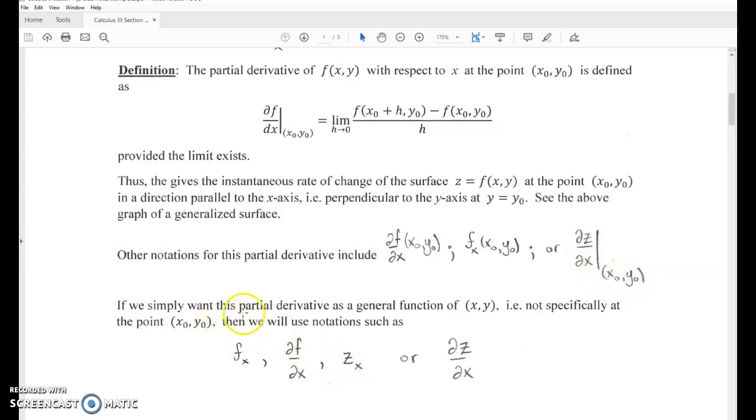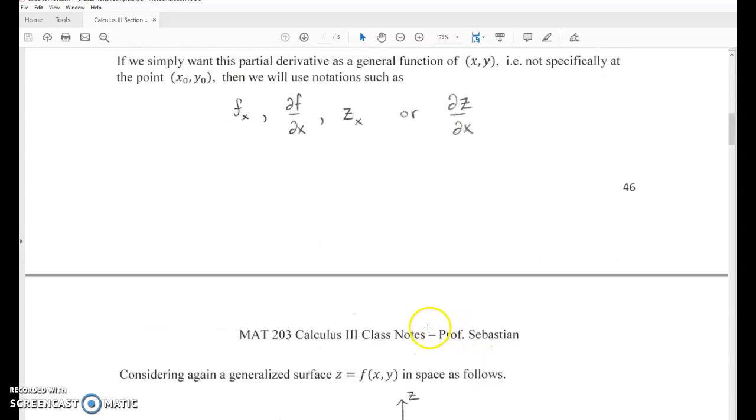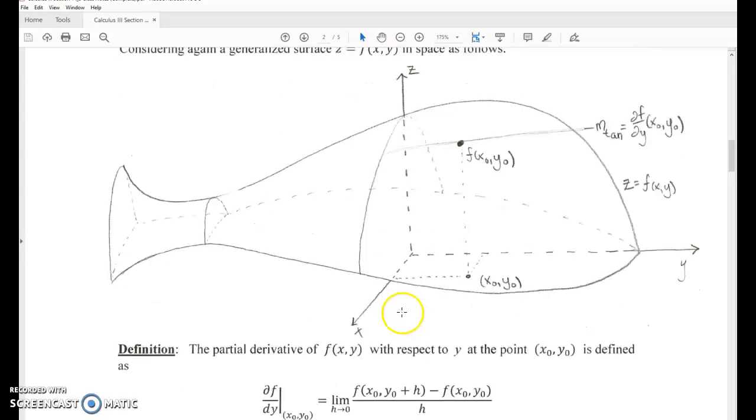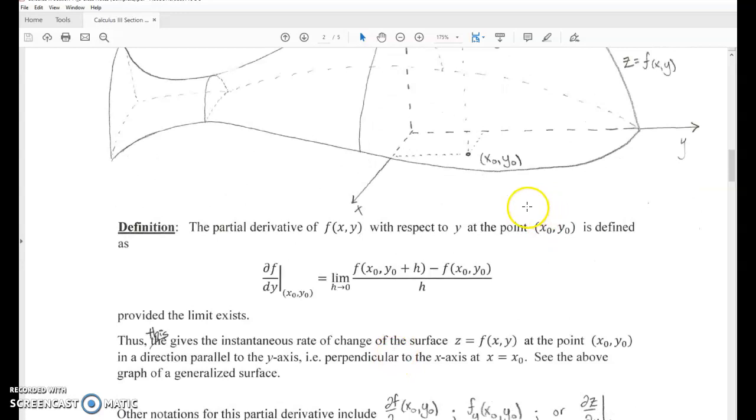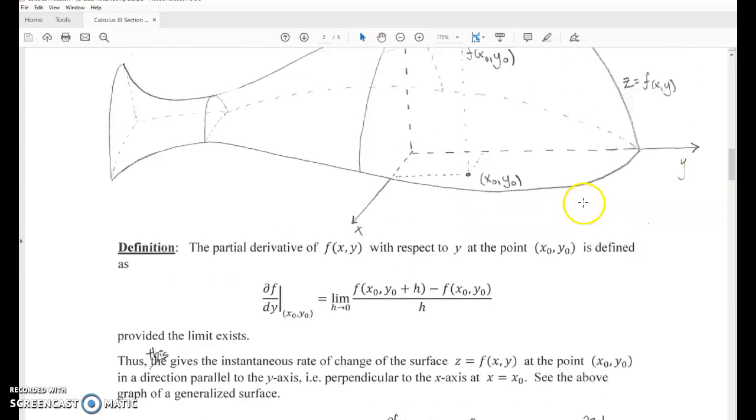If we simply want this partial derivative not evaluated at a specific point, but written as a function, then we just write it as f sub x, del f by del x, z sub x, or del z by del x. And on the next page, it's all similar, except that if I take the partial derivative of f with respect to y, del f by del y, that means it's in a direction that is parallel to the y-axis now instead of the x-axis. Probably a different slope. Still evaluated at x naught, y naught, the same point down in the domain.